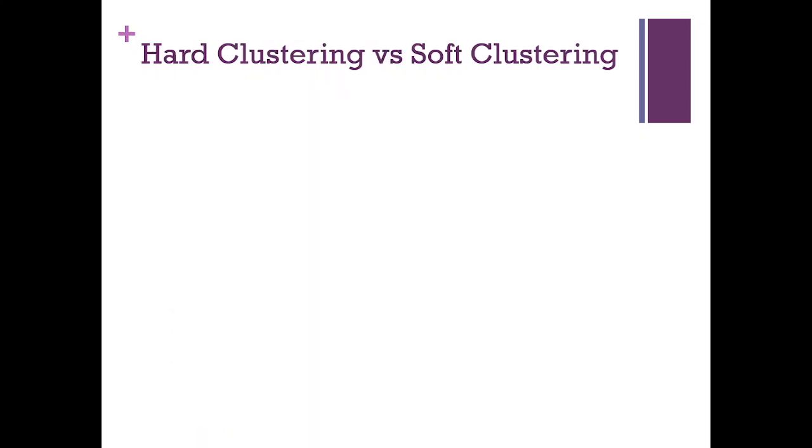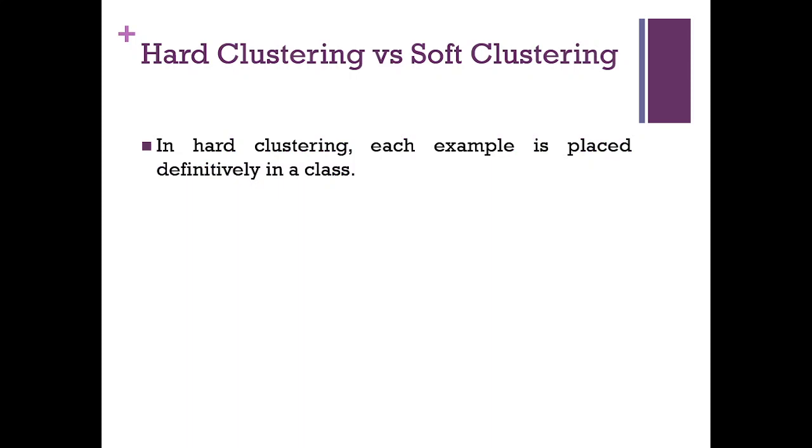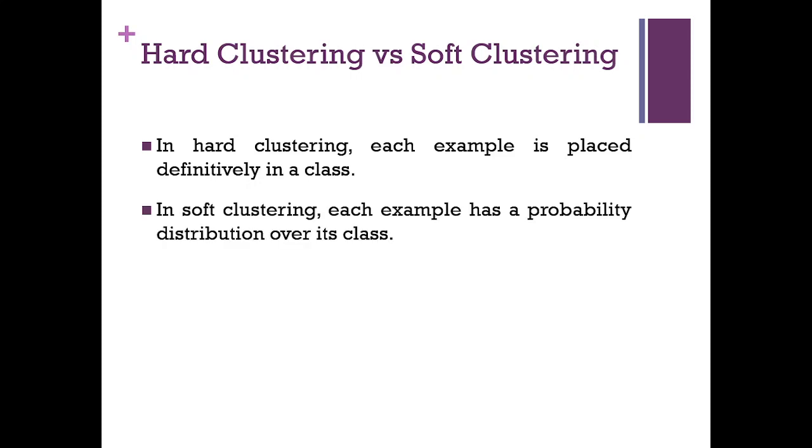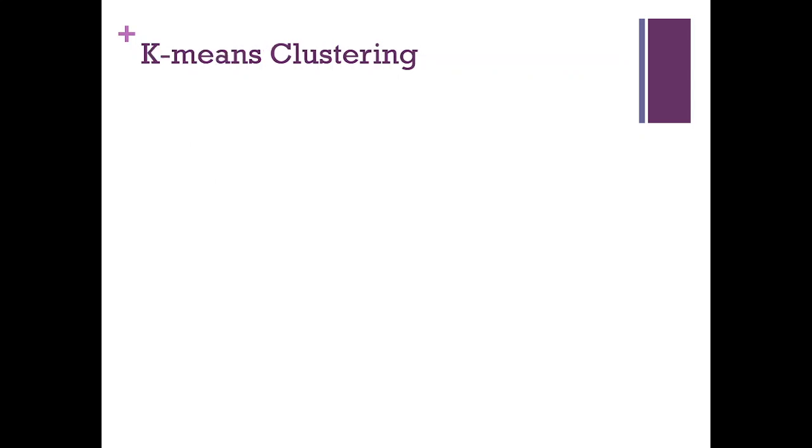Now, hard clustering versus soft clustering. In hard clustering, each example is placed definitively in a class. So when I talk about a data point, we know that this data point belongs to this particular cluster. However, in soft clustering, each example has a probability distribution over its classes. So it may belong to cluster A with a probability of 0.7, may belong to cluster B with a probability of 0.3, and so on.